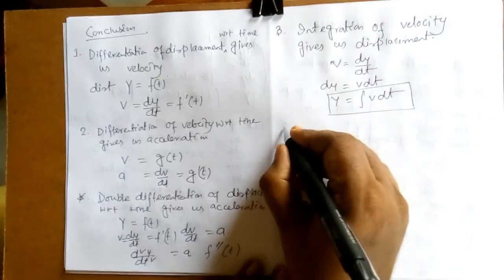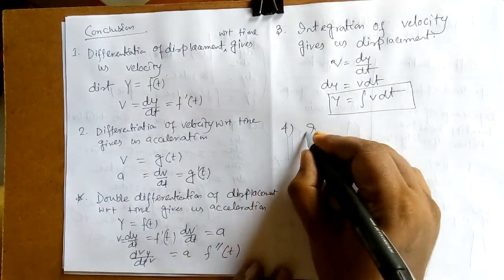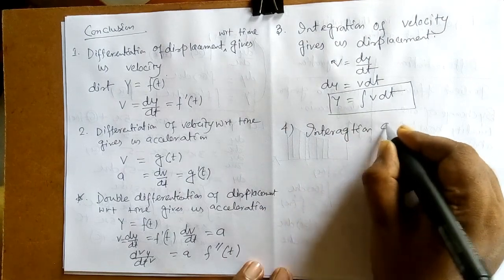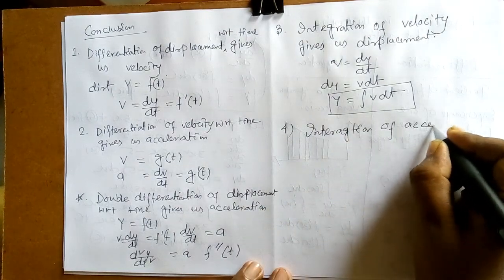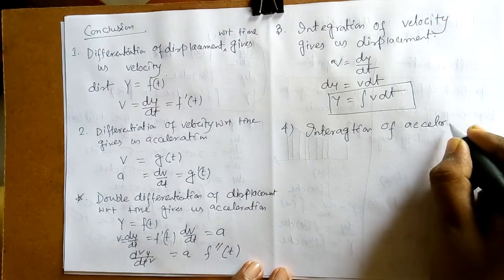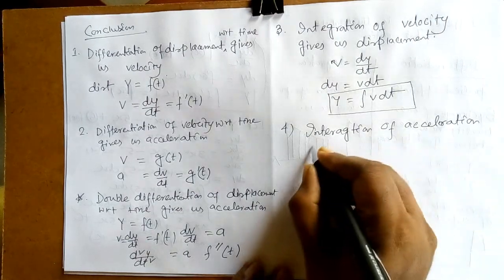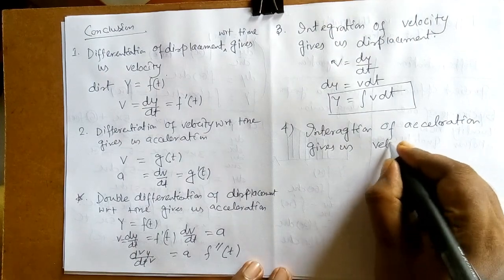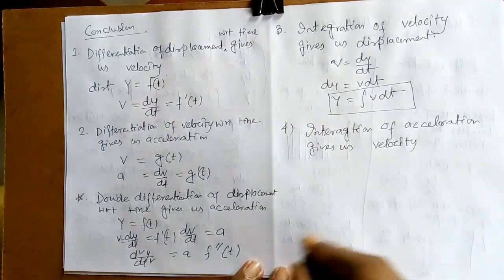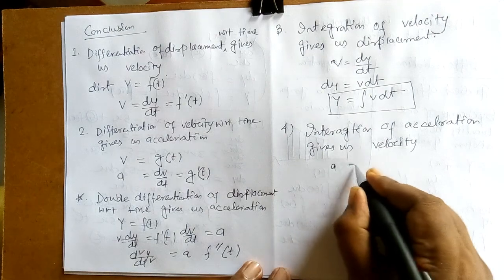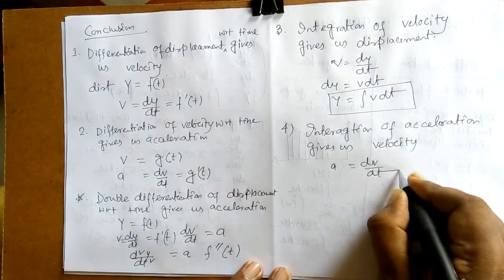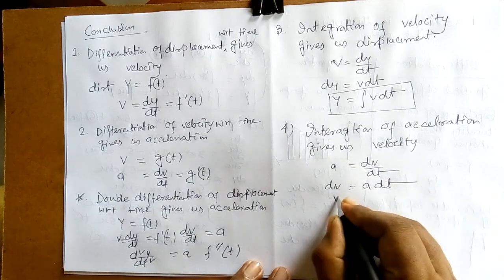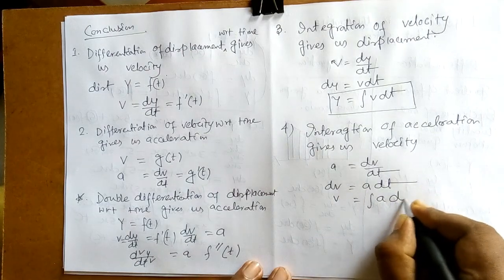And in another way, integration of acceleration gives us velocity. Okay, just the reverse thing: acceleration equals dv by dt, and here dv equals a into dt, and v equals integration of a dt.